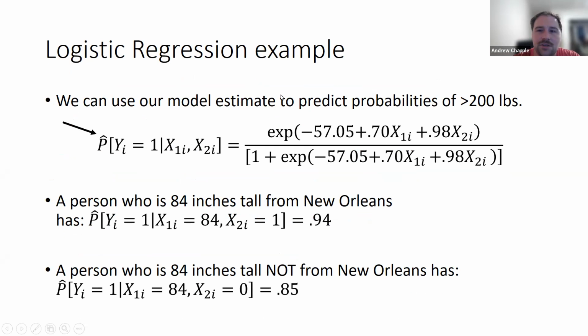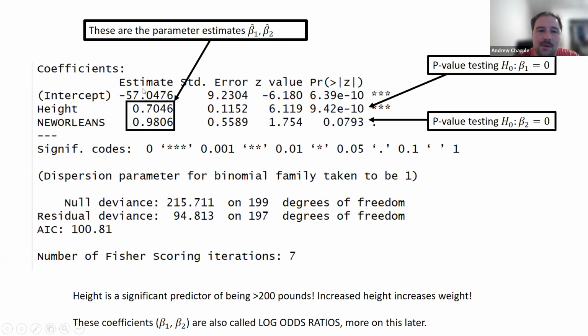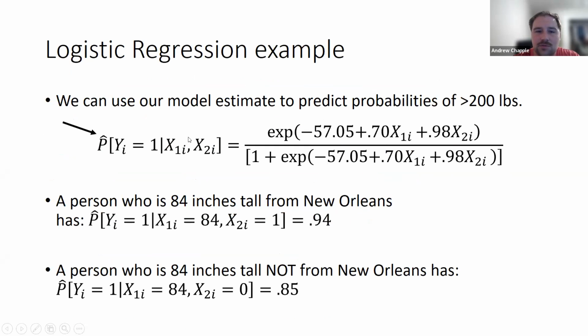So as a logistic regression, we get these estimates, right? I have my beta 0 hat is -57, my beta 1 hat is 0.7, my beta 2 hat is 0.98. So I can replace the model here. This is a hat. Why do we have hats on things? It's because it's based on our certain data set.